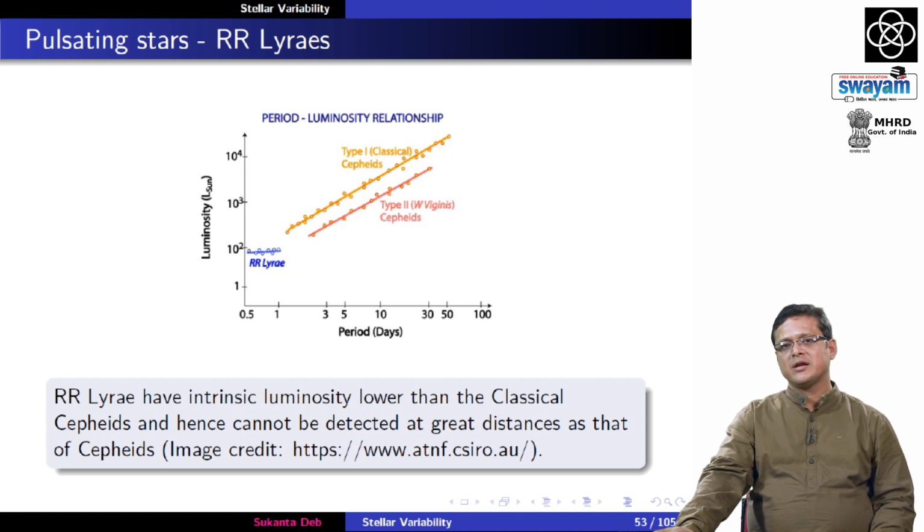But all these RR Lyrae, classical Cepheids, and type 2 Cepheids obey some period luminosity relationship. In the case of RR Lyrae, they mainly obey an absolute magnitude metallicity relationship. The period luminosity slope is almost negligible in the case of RR Lyrae stars, but in the case of type 1 and type 2 Cepheids, there exists a robust period luminosity relationship.